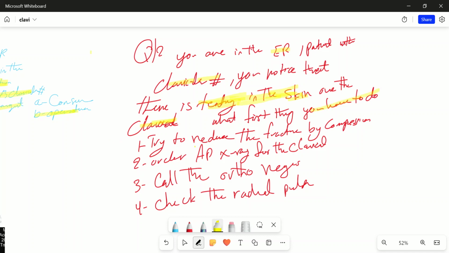First, try to reduce the fracture by compression, or order an AP X-ray for the clavicle, or call for the orthopedic registrar, or check the radial pulse. Of course, the answer here will be, as a safe doctor, check for the radial pulse, and this is important.